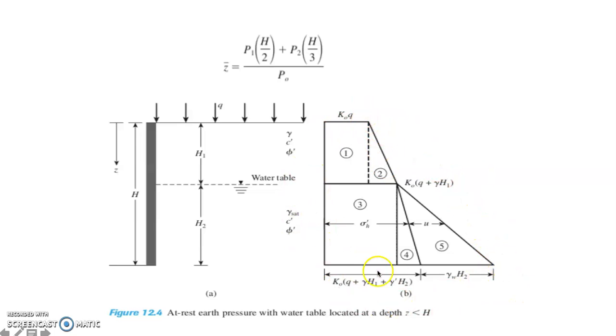Using this pressure diagram, you are going to compute the total force, and you get the resultant force using the area of each. You have 5 areas. Using those areas, you can compute. You just sum up all the areas, and you have now the total force acting on this retaining wall.